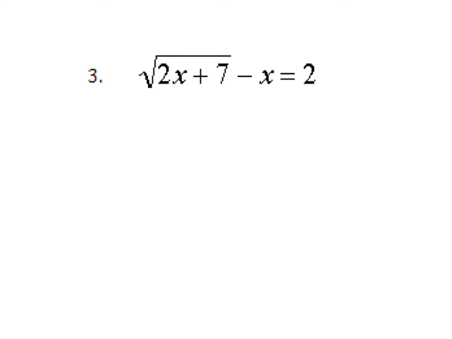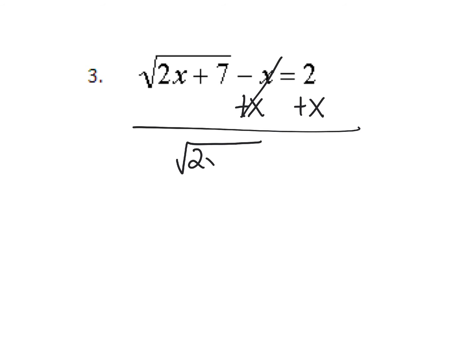Really like it warm. Okay, so square root of 2x plus 7 minus x equals 2. This is the case where we have to isolate the radical first. You see what's in the way? This minus x right here can't be there. We have to have the radical expression by itself. Any ideas on how to get rid of that x? Very good. Add it to both sides. Now you have the radical expression by itself. So this is x plus 2 on the right side now.